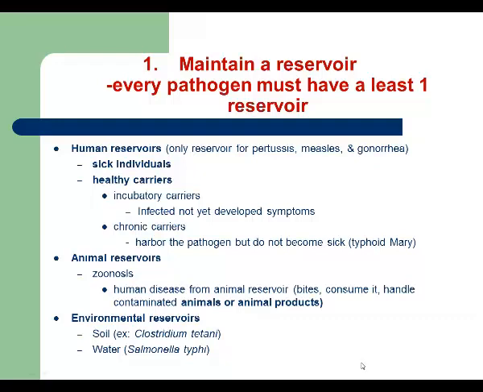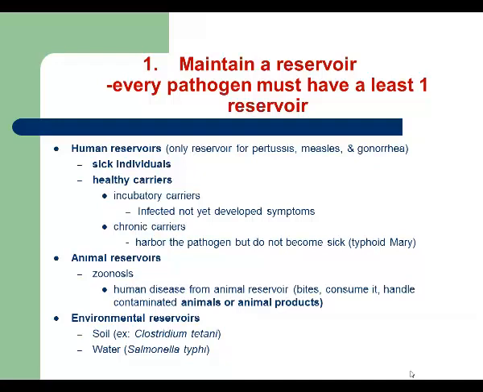For example, a common cold is caused by viruses that are very fragile, and because they're so fragile, they're not able to survive outside of humans. So that's why sick individuals in this case will be the source of infection or reservoir. Healthy carriers, this type of reservoir can also be divided into two subgroups, incubatory carriers and chronic carriers.